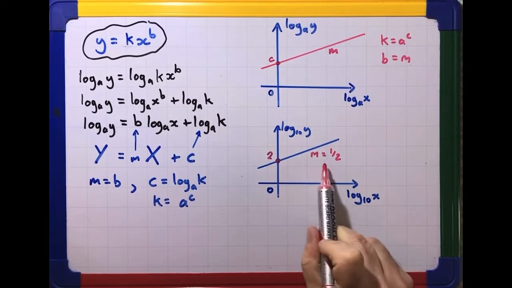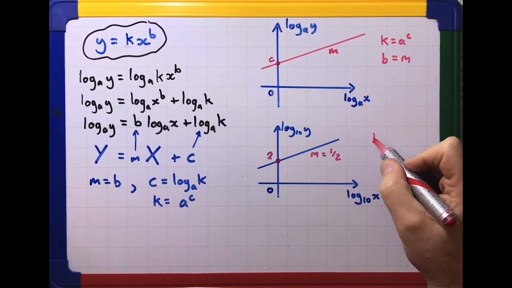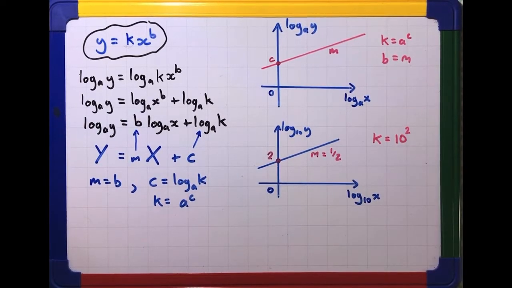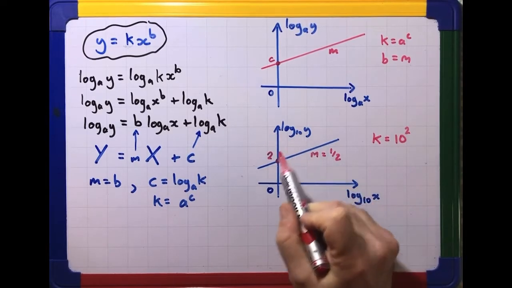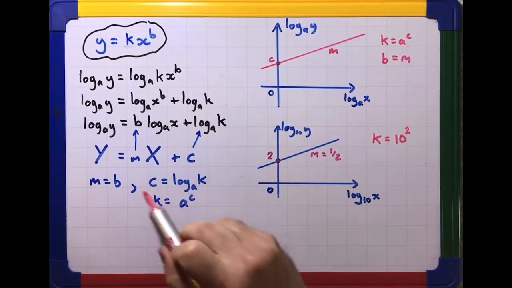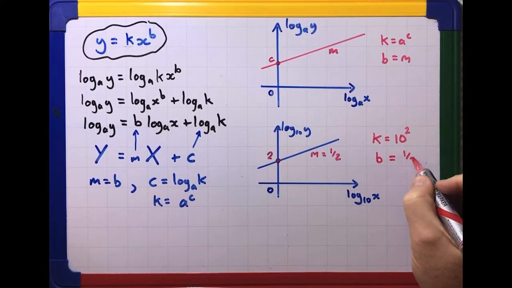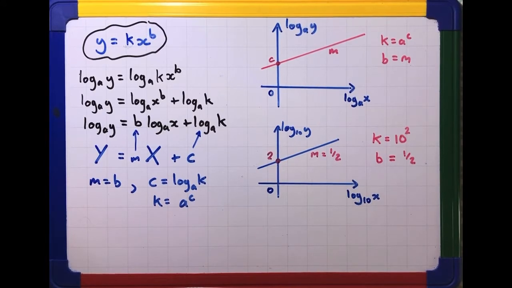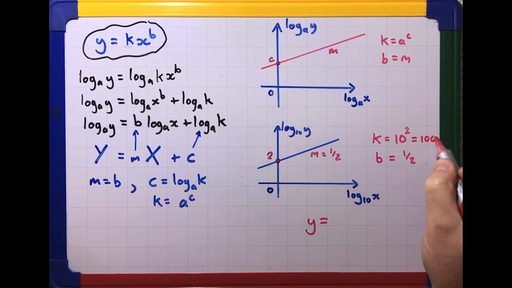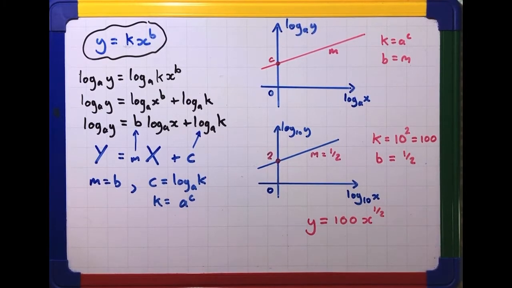Look, if I've got this one, it's log to the base 10. First of all, I know that k would be equal to 10 to the power 2, wouldn't it? It crosses at 2, so it's 10 to the power 2, comparing this bit here. And we've also got that the gradient of the line is the same as the power, so b equals a half. So our formula from this would be y equals, well, 10 squared is 100, so it's going to be 100 x to the power a half.